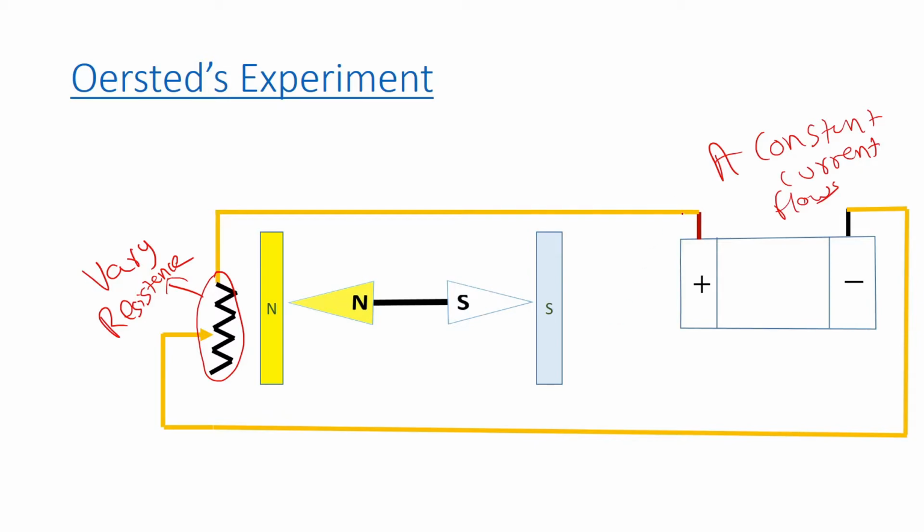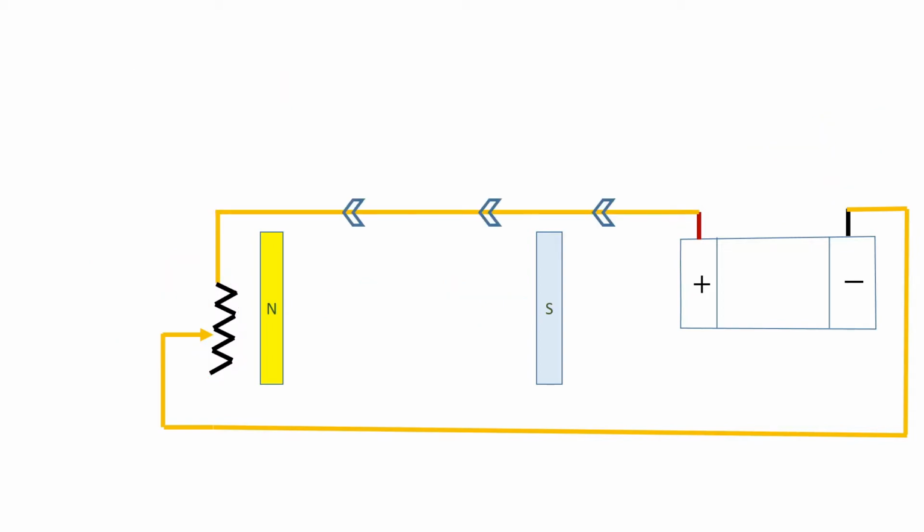Right? And all the electrons are connected here. That means the current would be in this direction. So what Oersted has observed is when the current is flowing in this direction, there is change in the orientation of the compass. So this indicates presence of magnetic field.